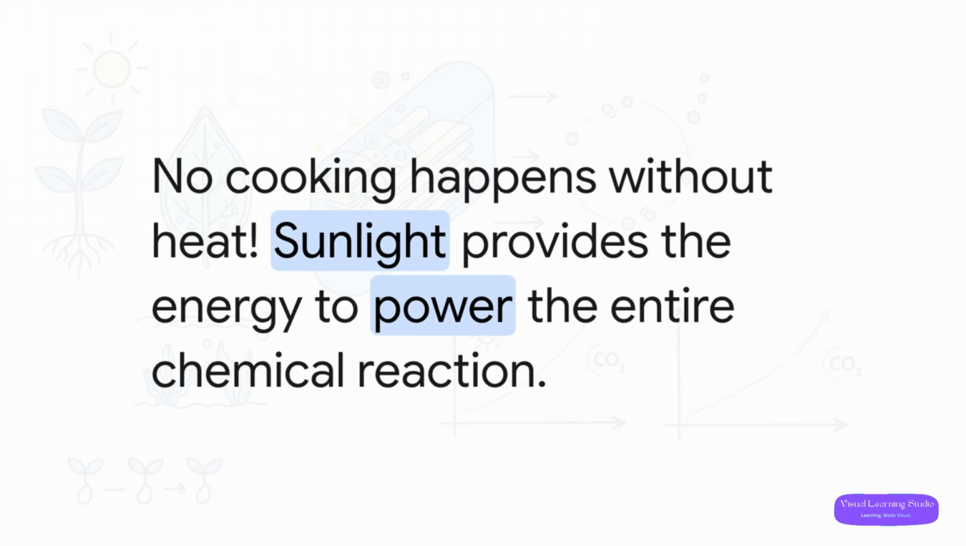Now, you can't cook without heat, can you? For our plant chef, the energy source is sunlight. That's the spark. It provides the power that gets this whole chemical reaction moving. Just think of it like the flame under the cooking pot.